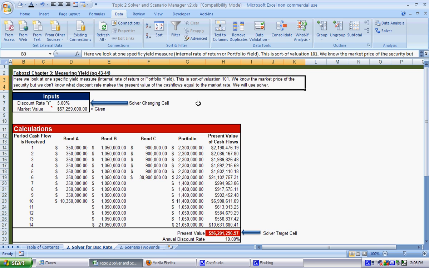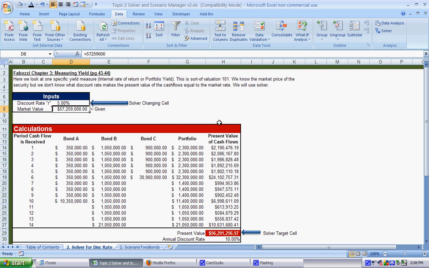We know the market price of the security that's given here. It's 57.259 million, but we don't know what discount rate makes the present value of the cash flows equal to the market price. So we're going to use Solver. Just a quick peek at what this actually is.